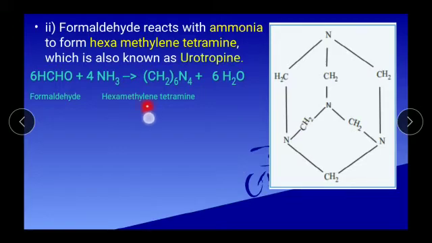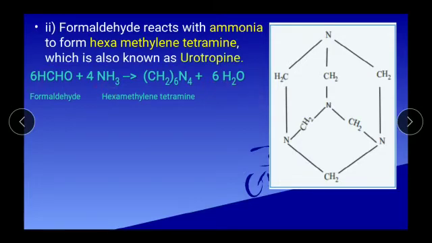How do we get hexamethylene tetramine? In formaldehyde we have HCHO, which becomes CH2. We are taking 6 formaldehyde, so (CH2)6. In ammonia we have 4 nitrogen, so N4. So hexamethylene tetramine is (CH2)6N4. How do we get 6 water molecules? In ammonia we have 12 hydrogen, and in formaldehyde we have 6 oxygen. Both combined, we get 6 water molecules.